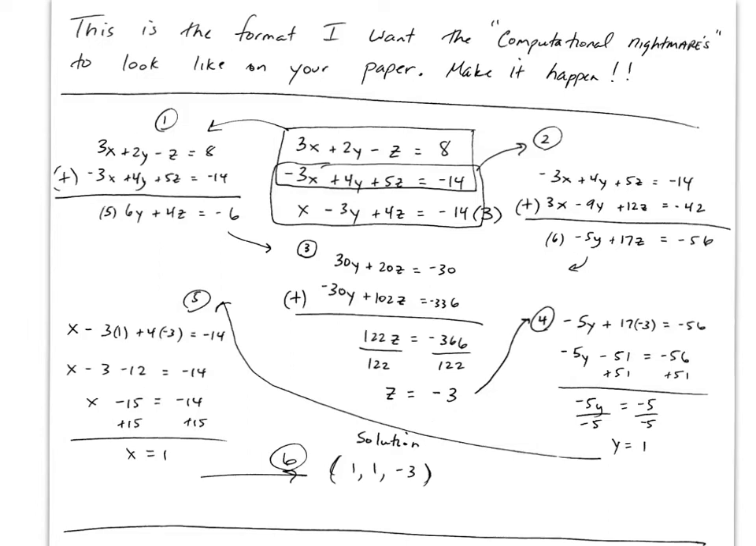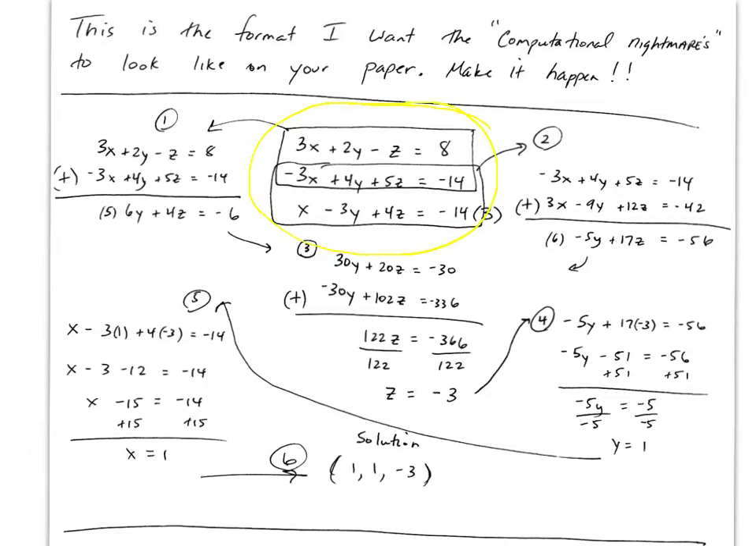This is me explaining the attachment for Computational Nightmares. If you take a look at my attachment, I want you to write the system in the middle of your paper. So you see where I wrote my three equations with the three unknowns. The first equation is 3x plus 2y minus z equals 8. And then I have the other two equations.